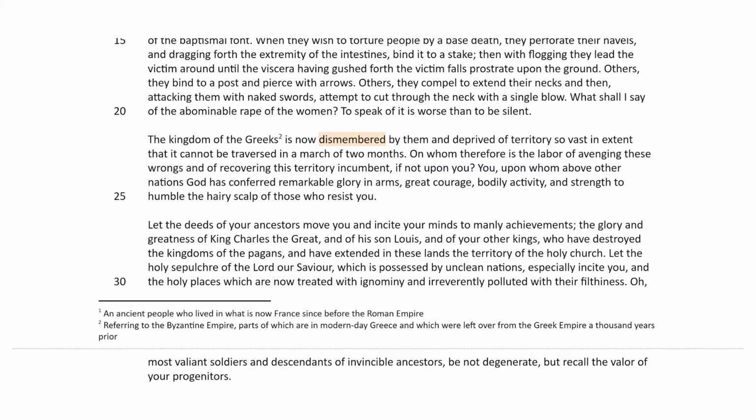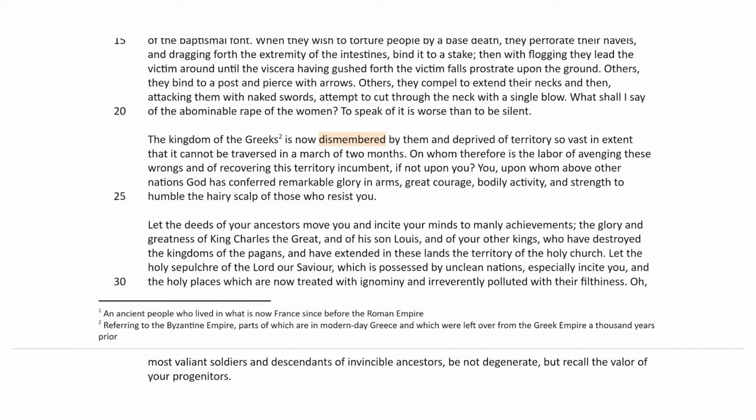All right, so let's look at how this word is used there in the paragraph. "The kingdom of the Greeks is now dismembered by them," referring to the Muslim invaders, "and deprived of territory so vast in extent that it cannot be traversed in a march of 2 months." So literally what he's saying here is that the Greek kingdom has been broken apart or divided.